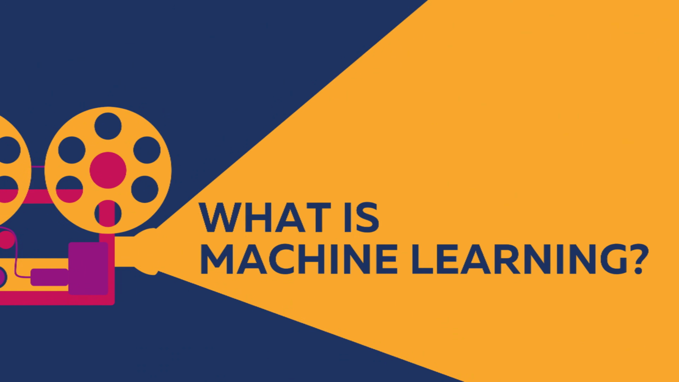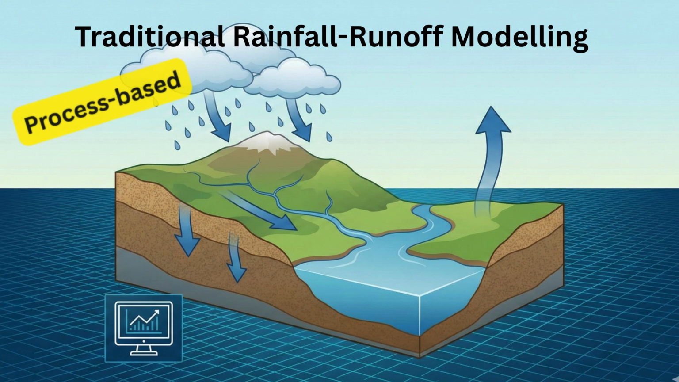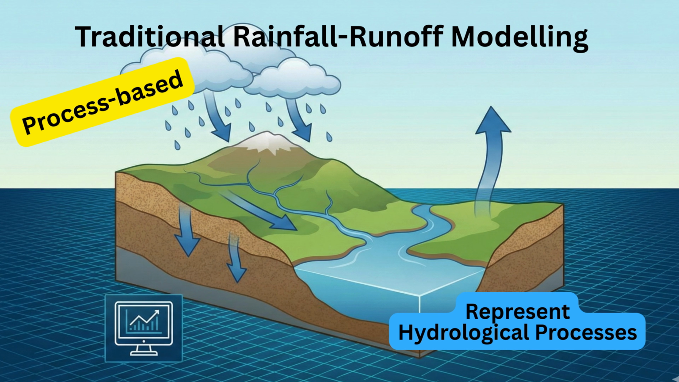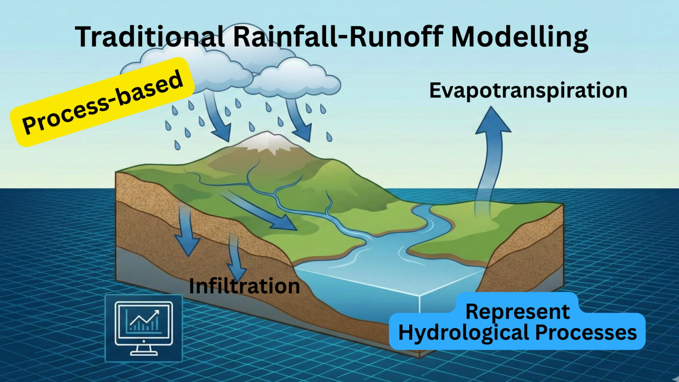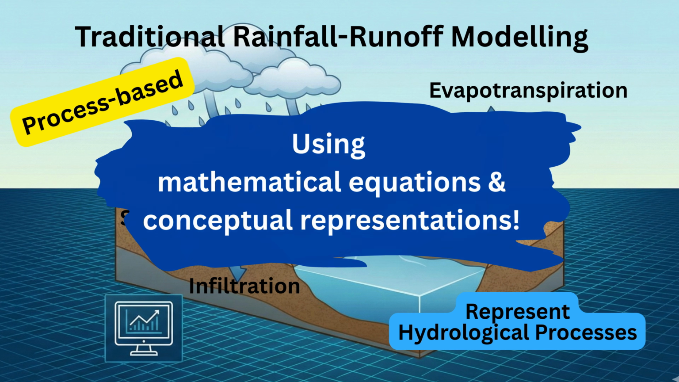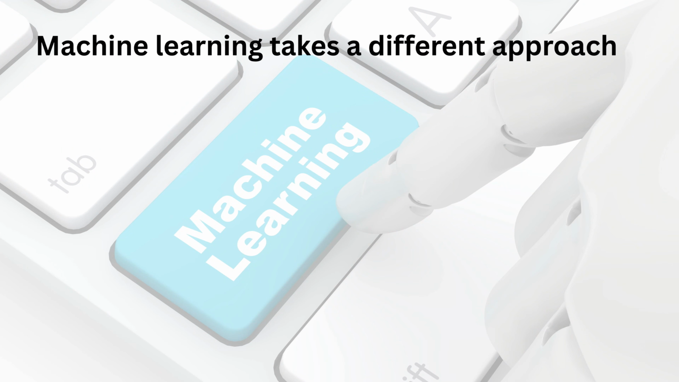Traditionally, rainfall runoff modeling has relied on process-based models. These models aim to represent hydrological processes such as infiltration, evapotranspiration, soil moisture storage, and routing using mathematical equations and conceptual representations. Machine learning takes a different approach.